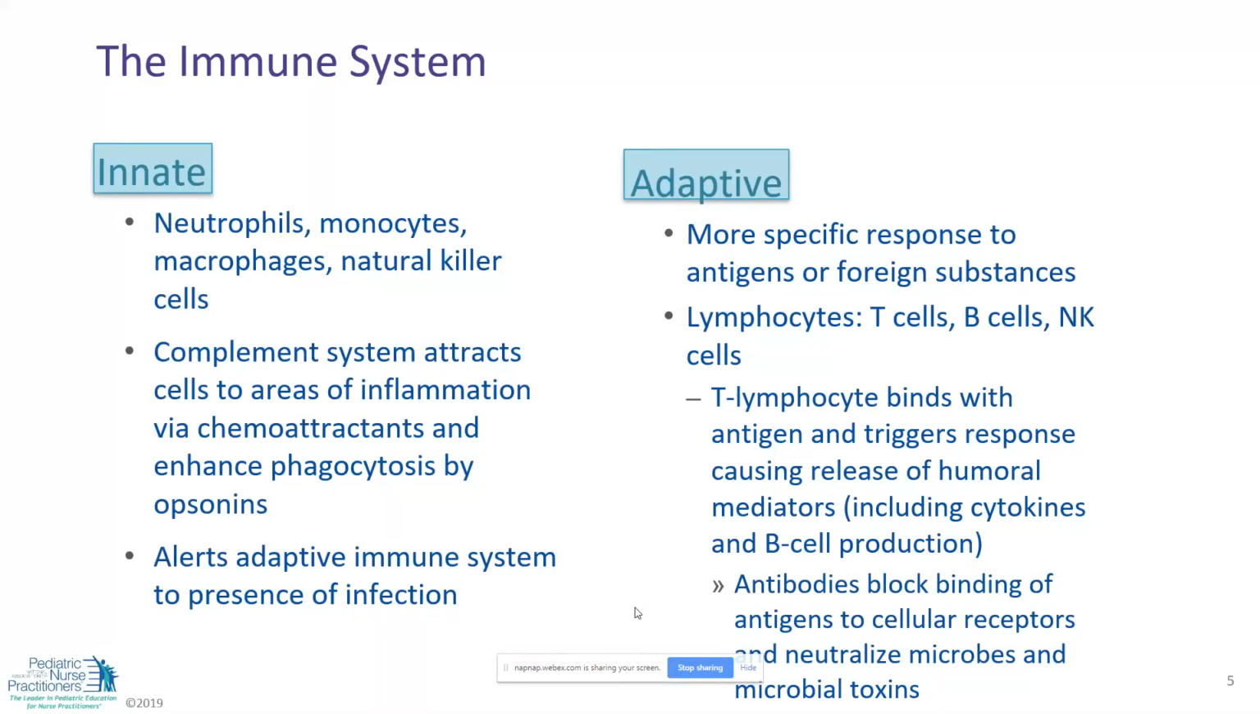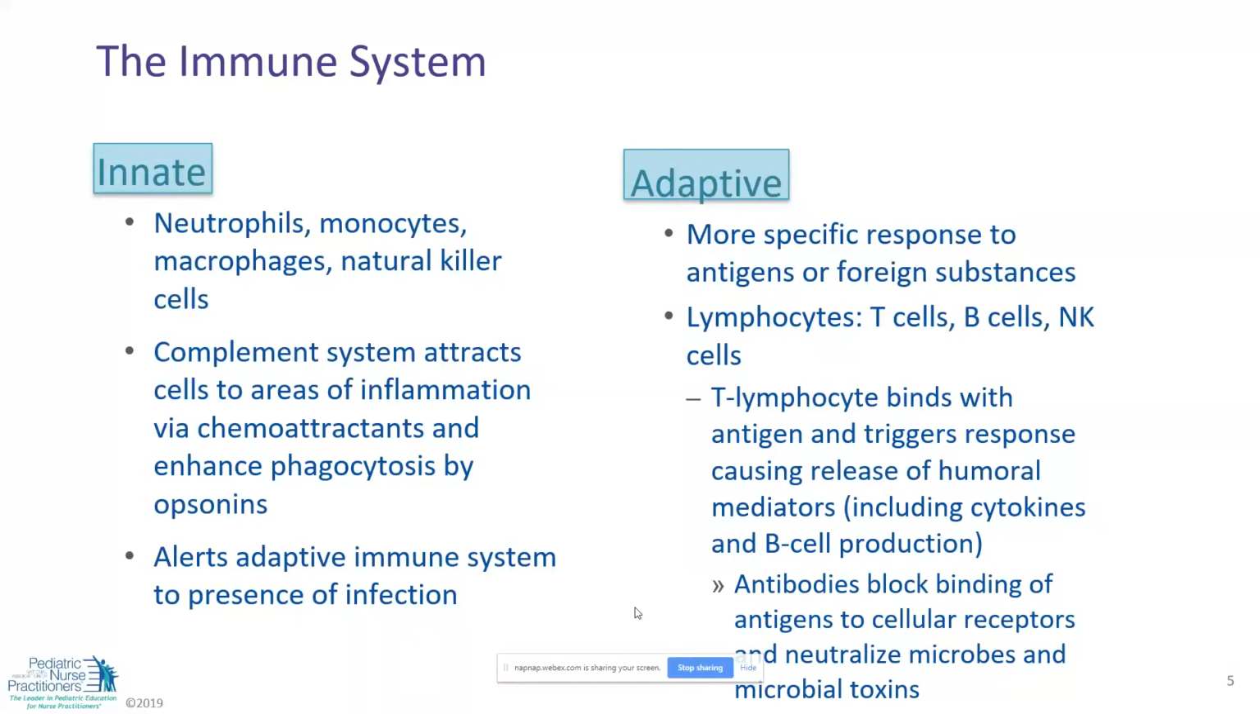When we talk about our adaptive immune system, this is our body's specific response to antigens or foreign substances. A large part of that adaptive immune system is lymphocytes, whether that be T cells, B cells, and NK cells. Remember that your T cells are considered your cellular immunity. Your B cells, which are less numerous, are your humoral immune system. And then we're not exactly certain of the role of NK cells, but it is the third line of lymphocytes that we talk about.